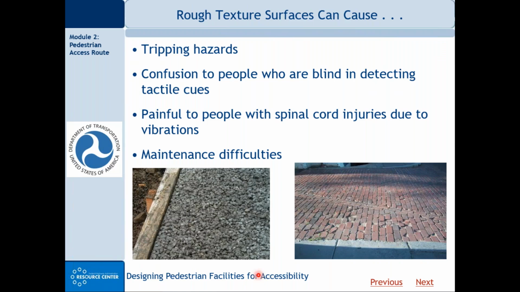And those of you in public works, maybe on the operational side of things, I think you probably appreciate that some of these surfaces can create maintenance difficulties, especially, for example, trying to keep a brick or paver block surface like this in good, safe condition can require considerable maintenance.